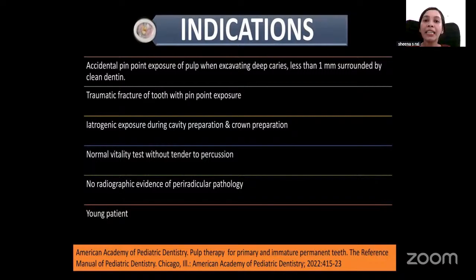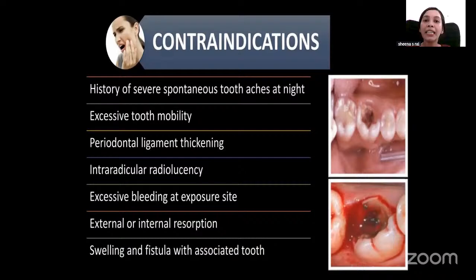Next is the contraindication. So, of course, you might know if pain is there, we cannot do it. If the tooth is mobile, we cannot do it. If the periodontal ligament is showing some kind of widening, we cannot do it. If in the radiograph there is any radiolucency, changes like internal or external resorption, we cannot do it. Sometimes there might be swelling or a fistula associated with the tooth. In all those pathological conditions, we cannot do a pulp capping. Please keep in mind.